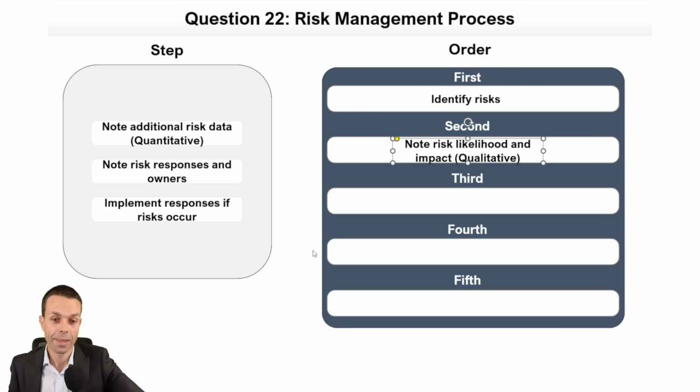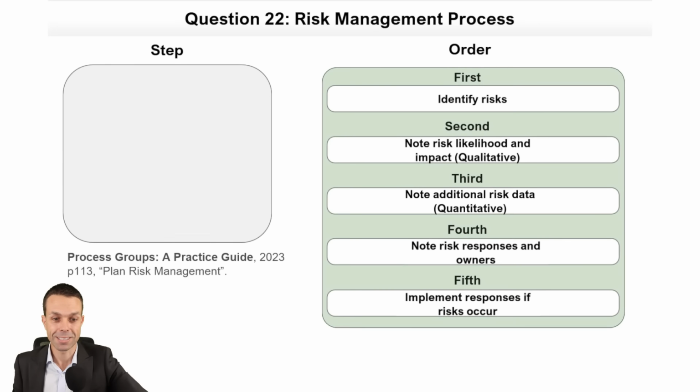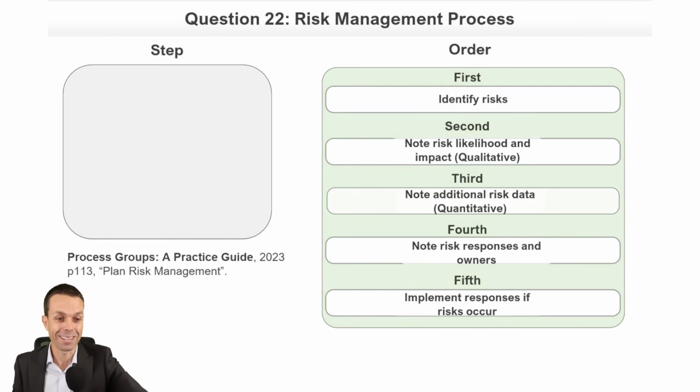Now, lastly, we want to implement the risk responses, of course. And then before that, we're going to note the risk owners and the responses to our risk. So do we mitigate the risk? Are we transferring the risk? Let's check these out. Seems like we got it correct, and that's wonderful stuff. Page 113, under Plan Risk Management in the Process Groups Practice Guide. Really, really great to check out.